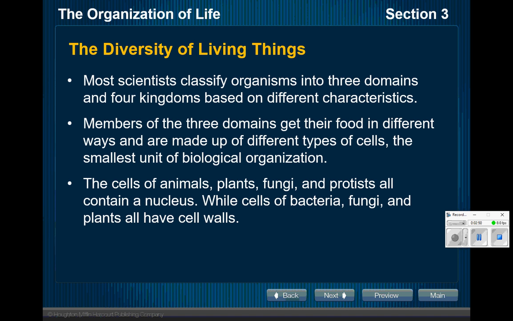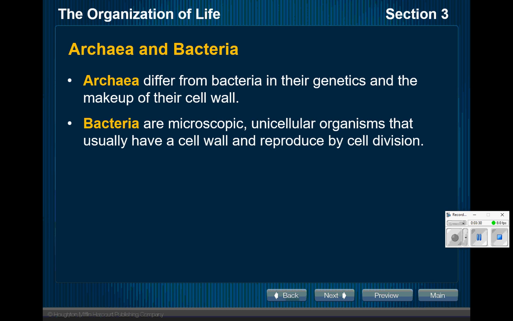While cells of bacteria, fungi, and plant cells have cell walls. So there's another way. Does it have cell walls? Does it not have cell walls? What are those cell walls made up of? And is it unicellular or is it multicellular? Do they get their food through obtaining it from their environment through like sunlight or chemicals, or do they have to go and consume something to get theirs? And are they decomposing? Those are all different ways, things that we can use to categorize organisms and classify them based on those characteristics.